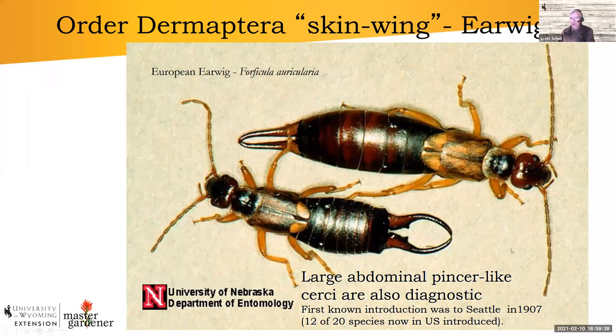It's also interesting, another case of a problem pest that was accidentally introduced. It was thought that they were brought into Seattle in 1907. At least that's when they were first known. And now 12 of the 20 species of earwigs that are in the U.S. were actually introduced from other regions. So again, kind of interesting.